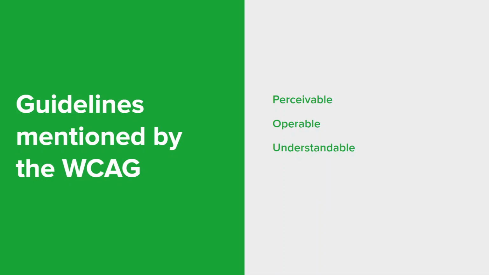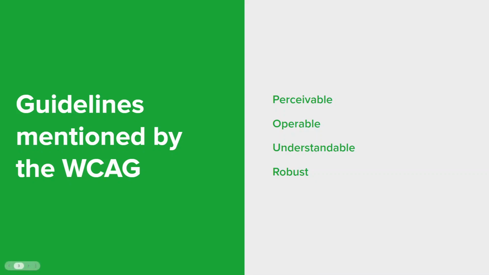The third principle is to make content understandable, so essentially make text content readable and understandable. Make web pages appear and operate in predictable ways, and help users avoid and correct mistakes. And lastly, robust, so essentially maximize compatibility with current and future user agents, including assistive technologies.